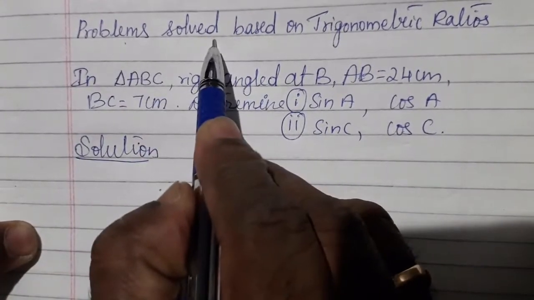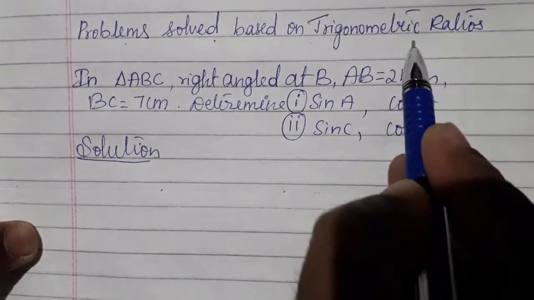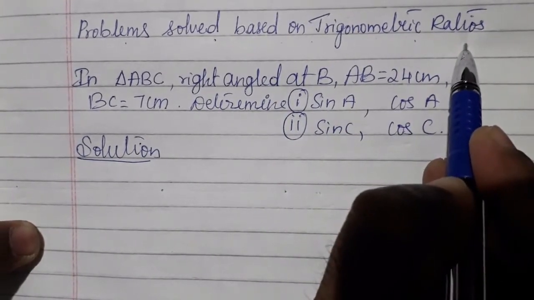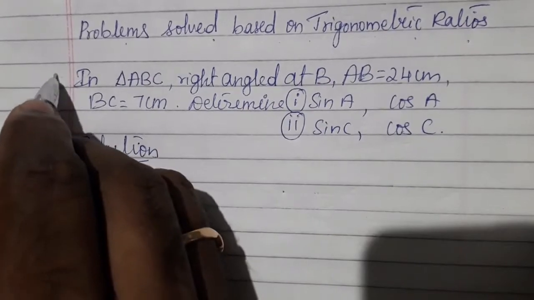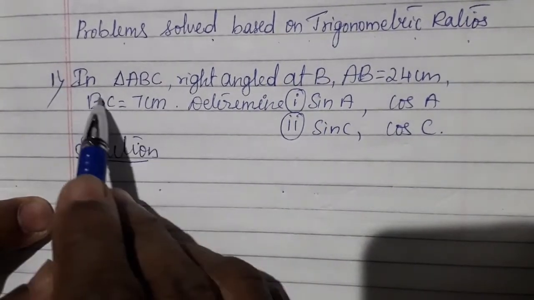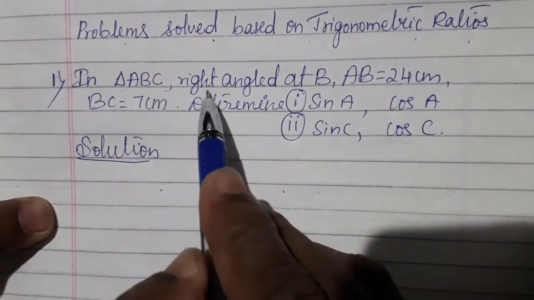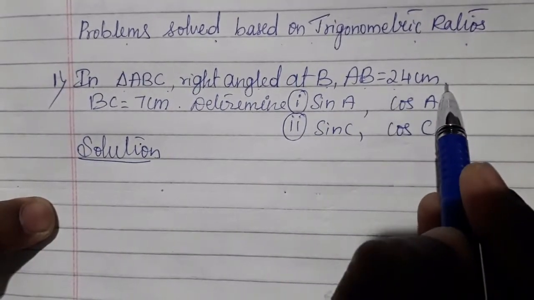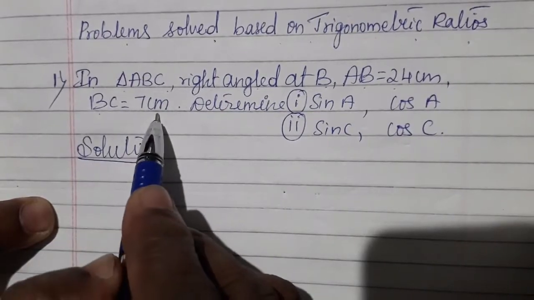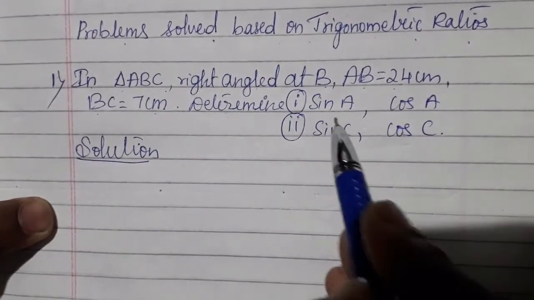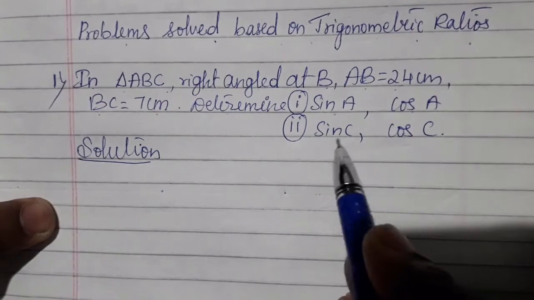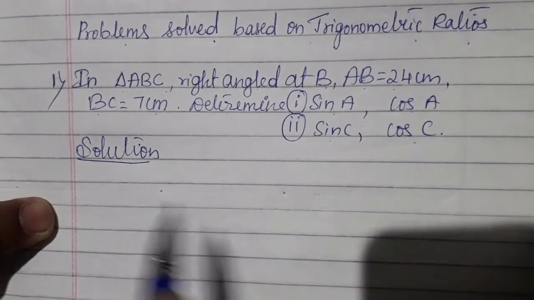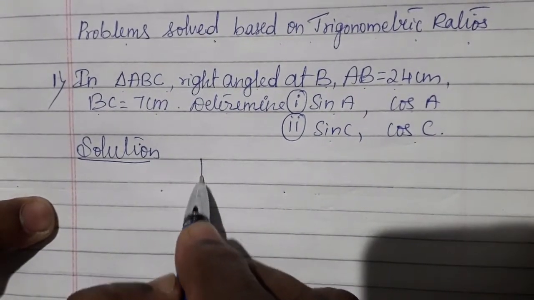Problems solved based on trigonometric ratios are important to be learnt. So I have selected one sum. In triangle ABC, right angled at B, AB is equal to 24 centimeters, BC is 7 centimeters. Determine sin A, cos A, sin C, cos C. First, we'll start with a triangle.